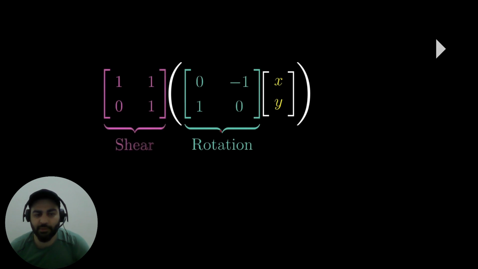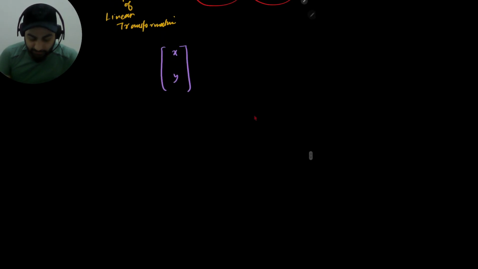Okay, so this is our rotation matrix, and this is our shear matrix. If you want to compute it by hand, how can you do that? Let's compute these things by hand. Suppose we have a random vector x and y. What will we do? We'll first apply rotation onto this.